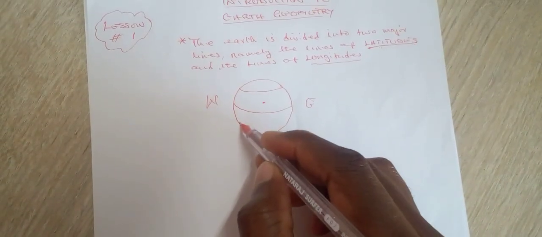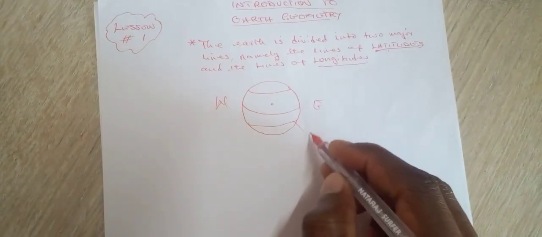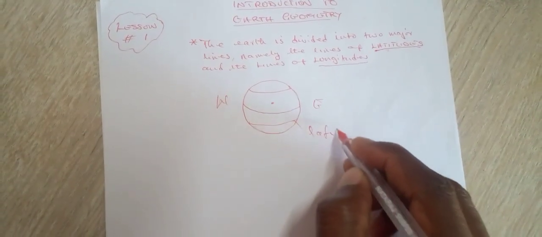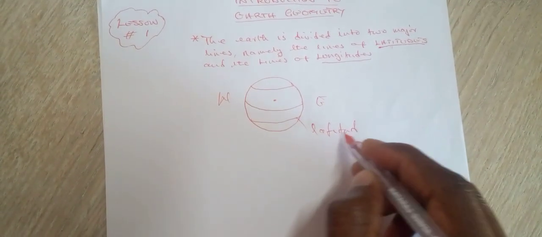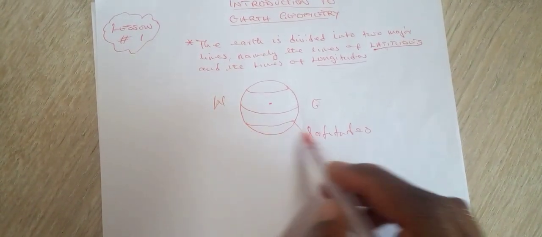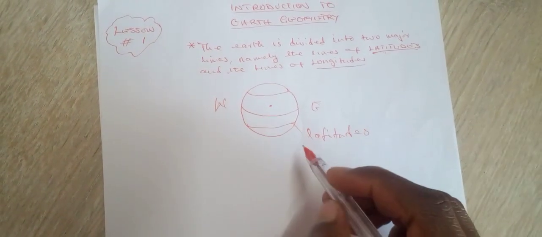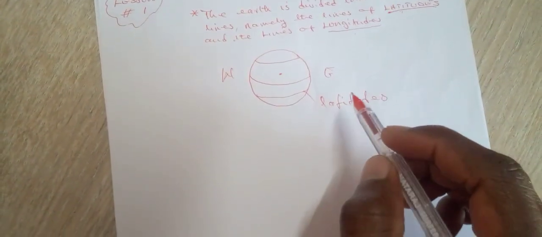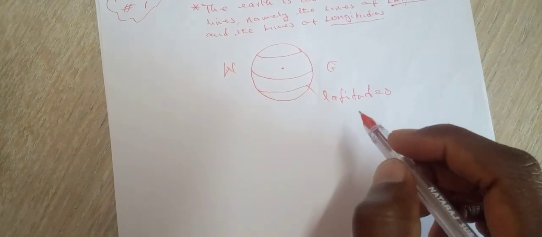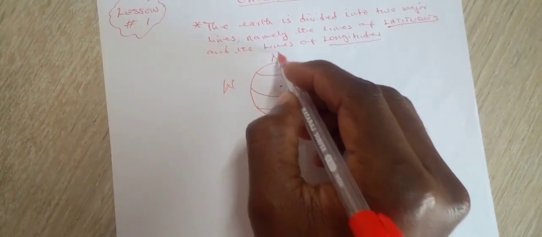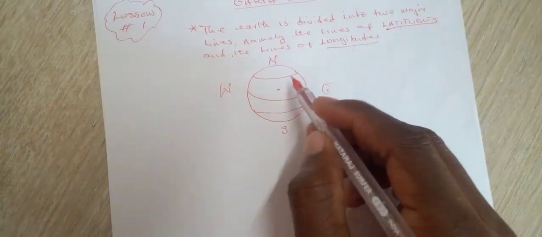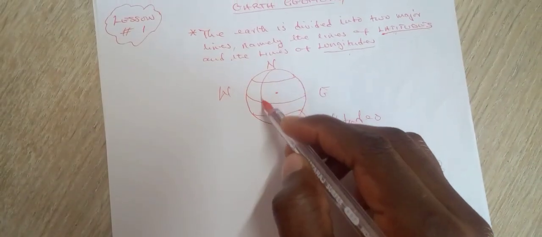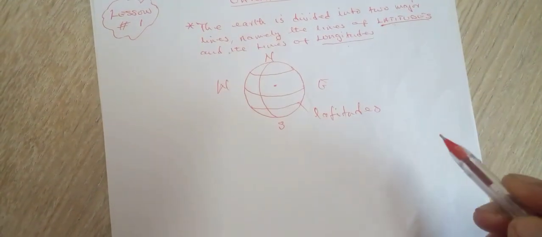Once we understand how latitude looks like, we should be able to look at longitude. So we say these are latitudes, lines that run from west to east. Then what about longitudes? Longitudes are lines which run from north to south. So this is our north and this is our south. Lines that run from north to south are called longitude.